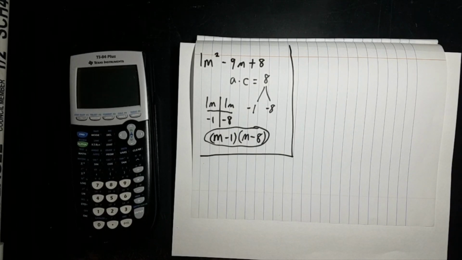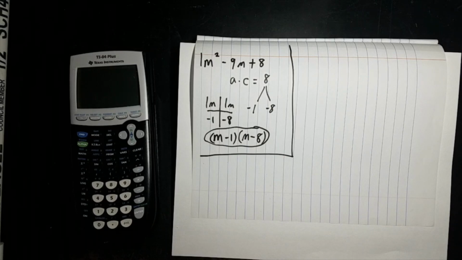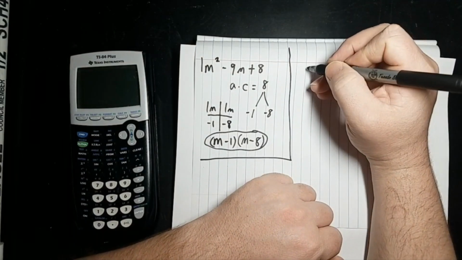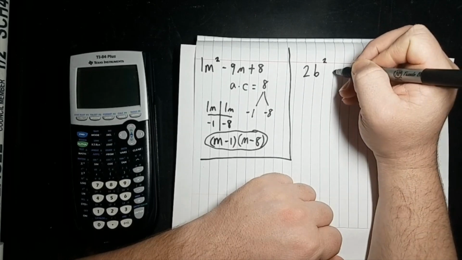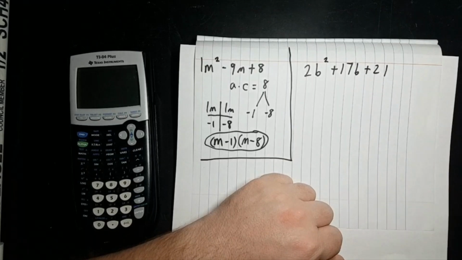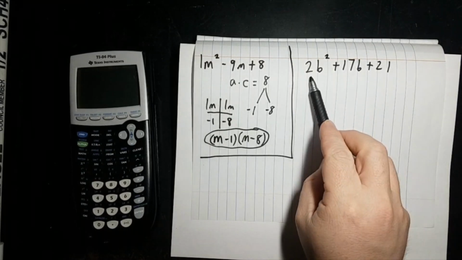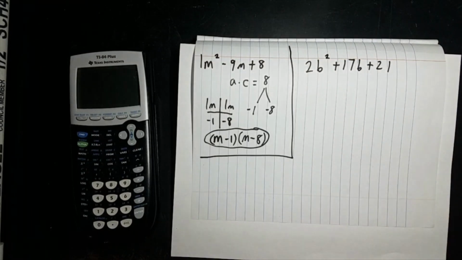But let's try something else. Let's try a problem where something does need to simplify in that t-chart. Let's try this: 2b squared plus 17b plus 21. Step 1, always check for GCF. 2, 17, and 21. The only thing they have in common is a 1. So, I can't do anything. Move on to step 2.